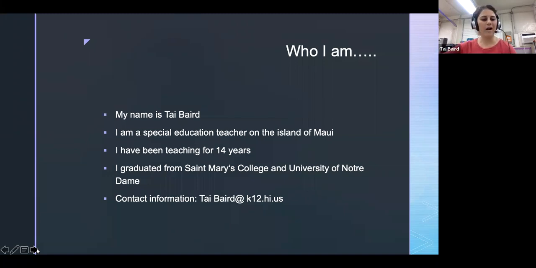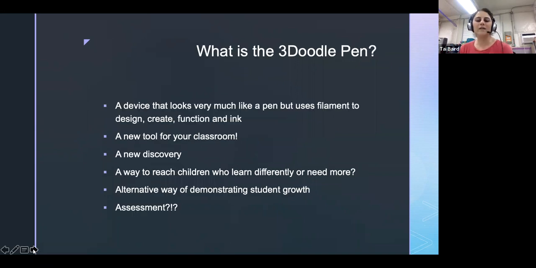Before I show you my demonstration and talk further, I want to explain what the 3D Doodle pen is. This is a device that looks very much like a pen, but instead of using ink, it uses filament. It creates and functions just like a pen. It's much fatter, much larger.